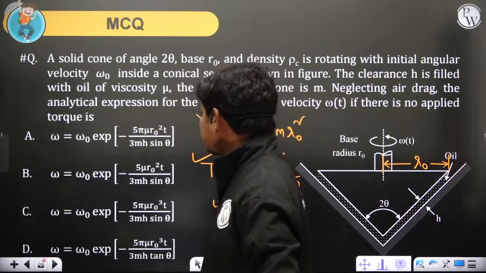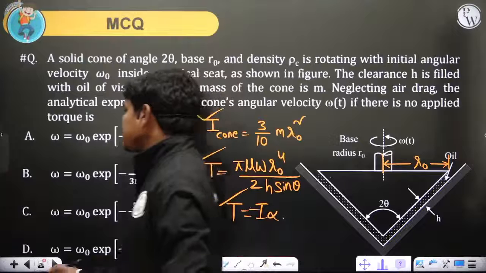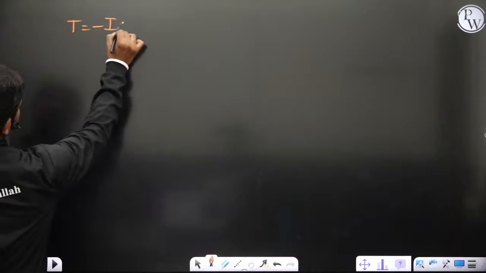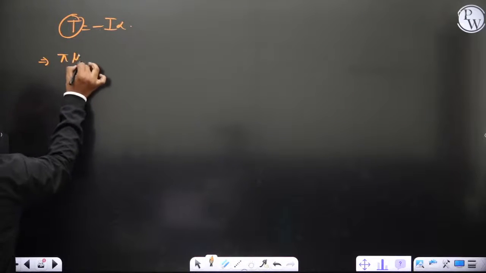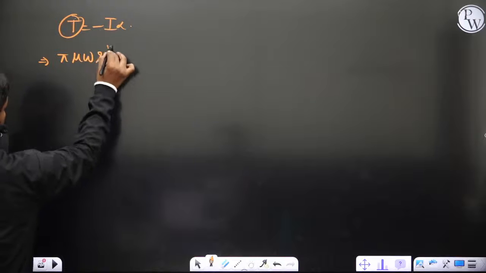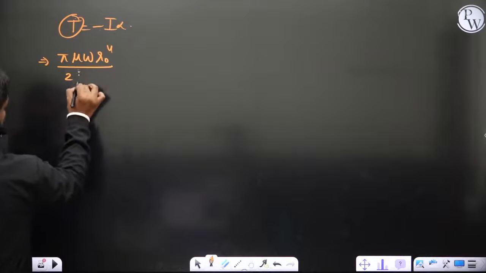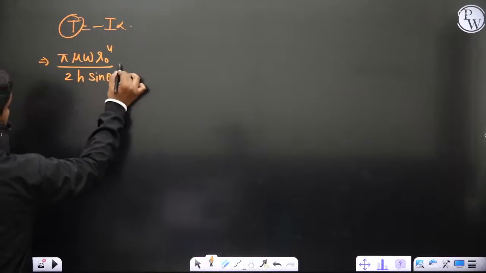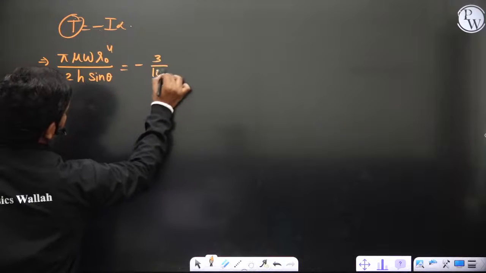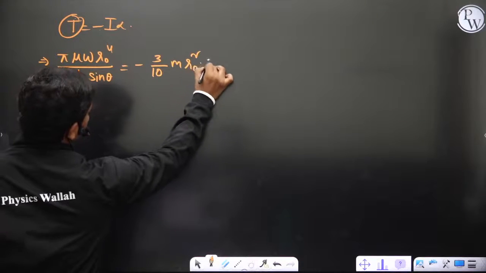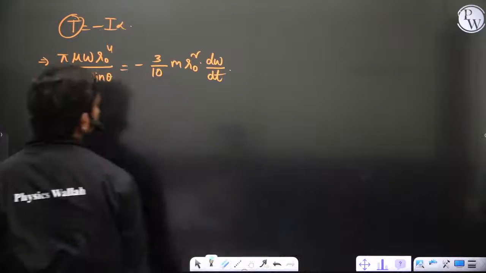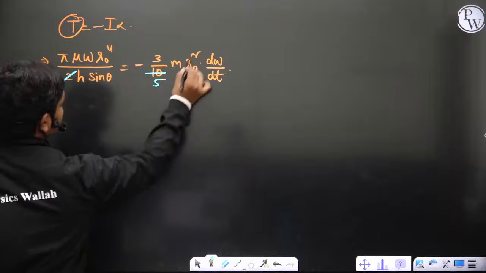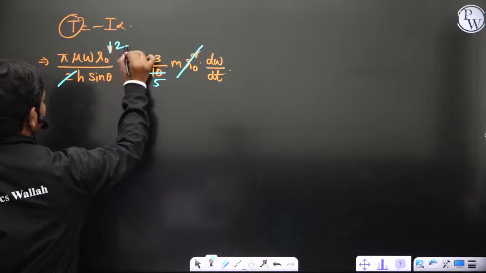5 mu r naught square t by 3 pi h and all. Okay, so let us check. See here, we all know torque T is equal to minus I alpha, because this minus is because this torque is actually viscous torque. So pi mu omega r naught power 4 by 2 h sin theta is equal to minus 3 by 10 m r naught square into d omega by dt, obviously. Okay, then you can simplify this. This 2 cancels with the 5 times, and r naught square cancels with r naught power 4, 2 times actually here.